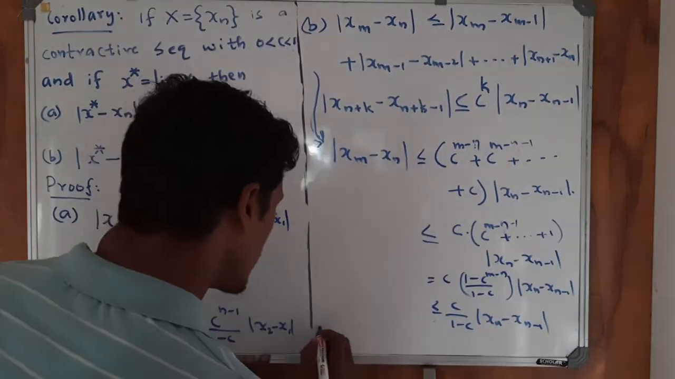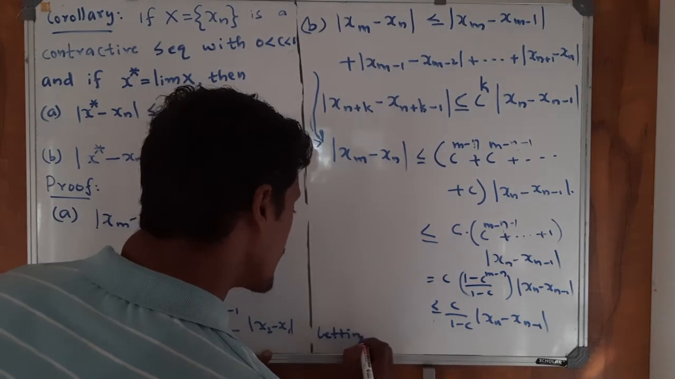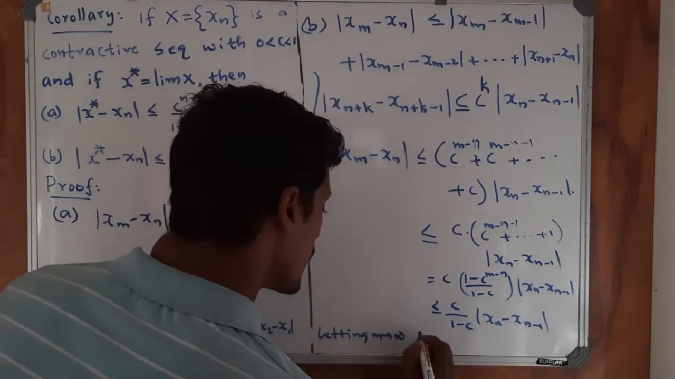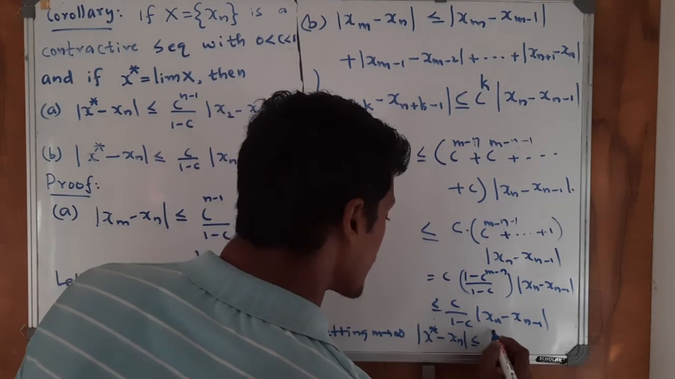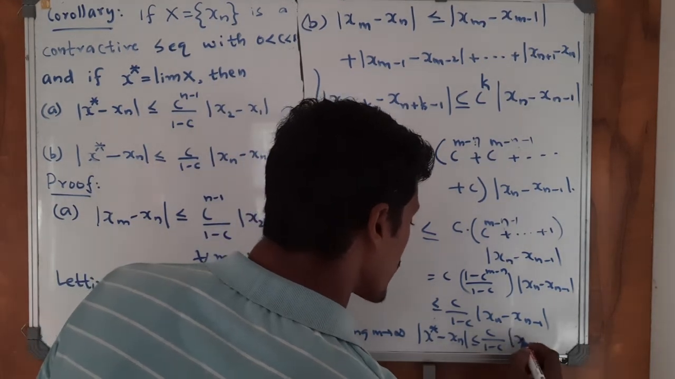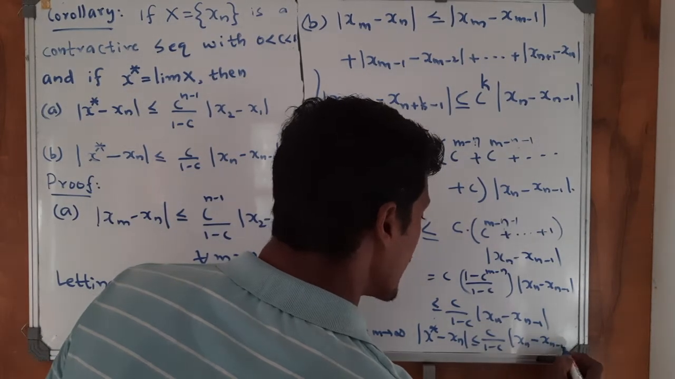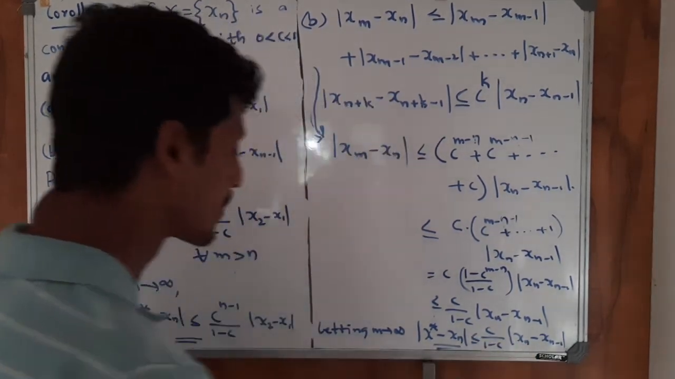Now letting m tend to infinity, we have modulus of x star minus xn is less than or equal to c by 1 minus c into modulus of xn minus 1. And that is the proof.